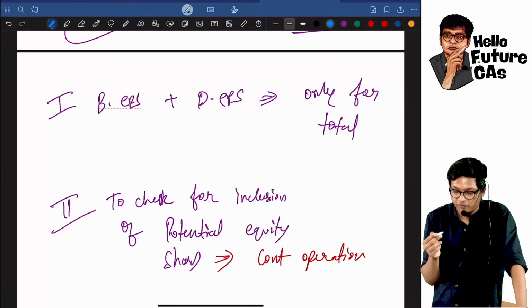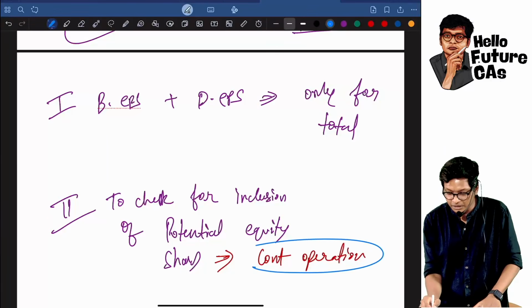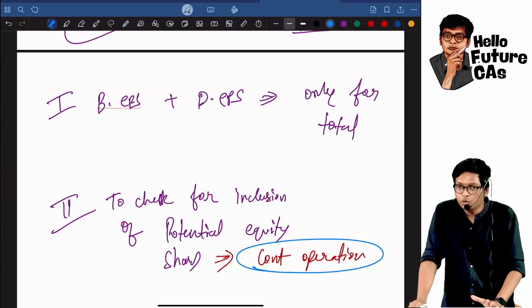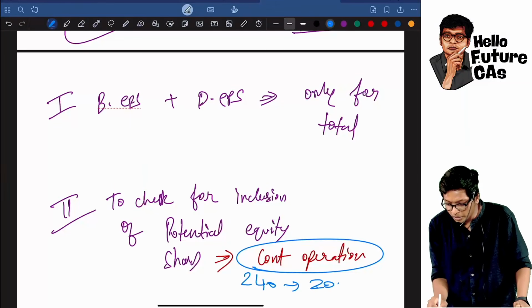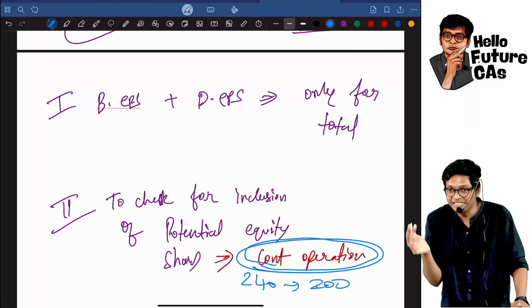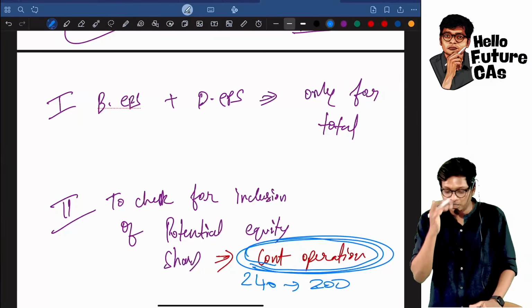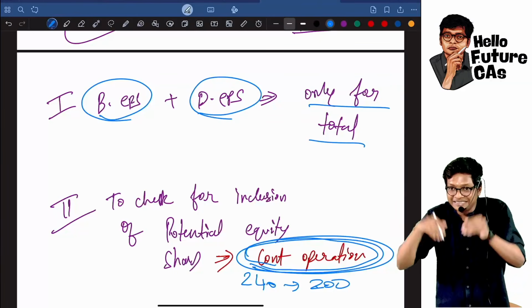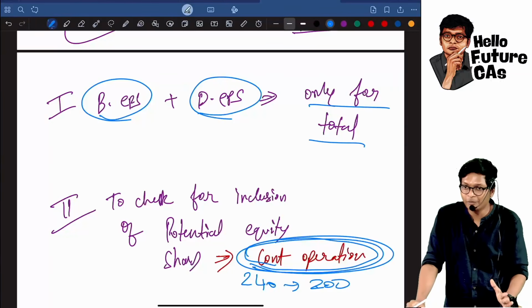No. For checking if there is dilution or not, you have to check only with continuing operation. That's it. Got it? Dilution is there or not there, you have to check with continuing operation. That only we checked, where 240 became 200. Why will I check only with continuing operation? You are checking for the future. In future, DCO will not be there. So I am taking continuing operation. But when I am presenting basic EPS and diluted EPS for the shareholders, I will present only for total, because I am presenting this year's profit, which is negative 1,20,000. Understood?